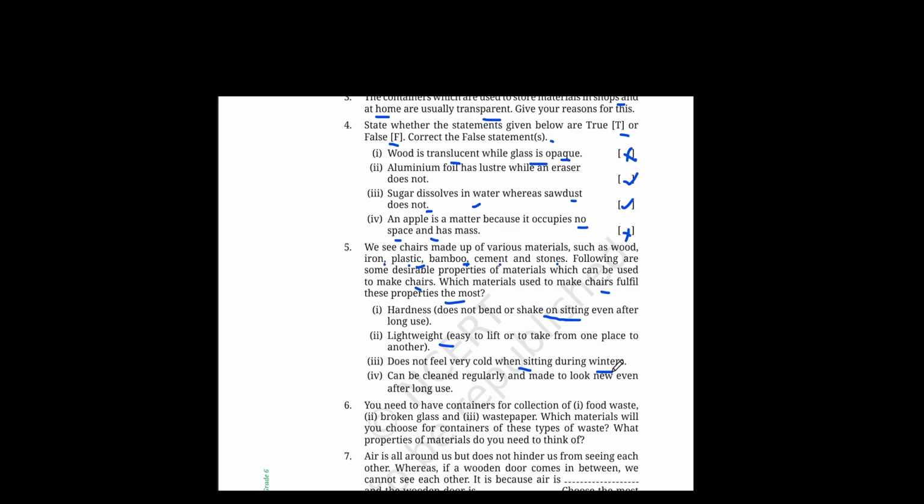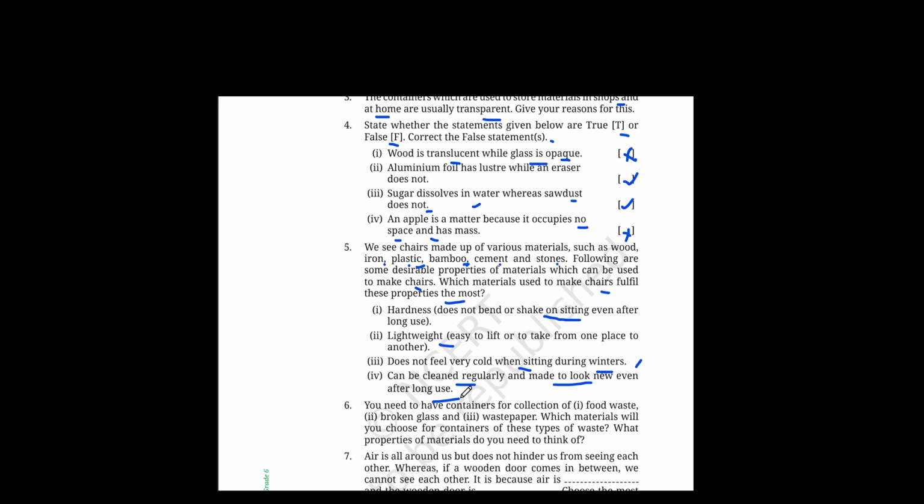Whereas wood and bamboo, if we use wood and bamboo to make a chair, then they are generally warmer in touch, as compared to metals like iron and stone. So we can use wood and bamboo for making a chair which does not feel very cold while sitting during winters. Then, fourth is can be cleaned regularly and made to look new even after long use.